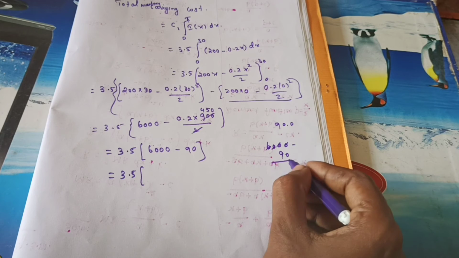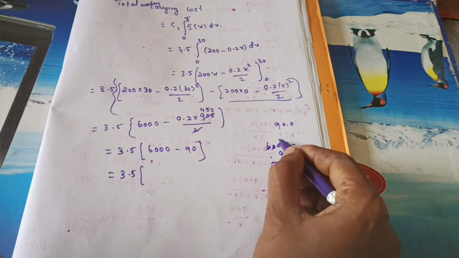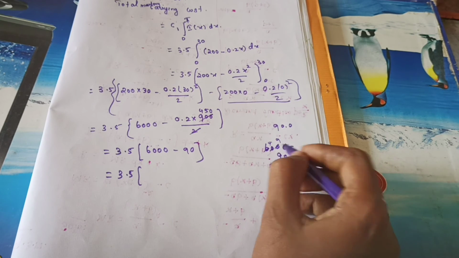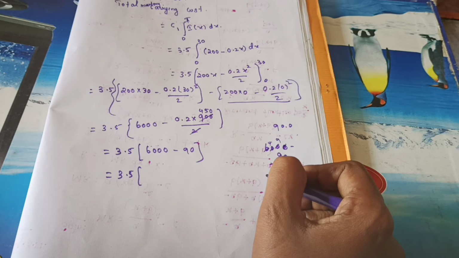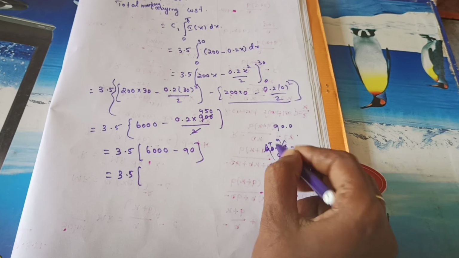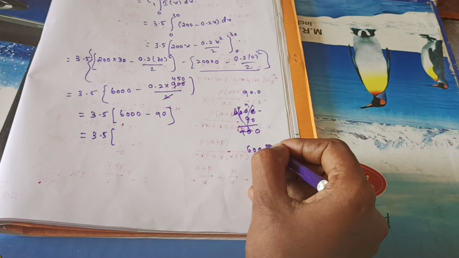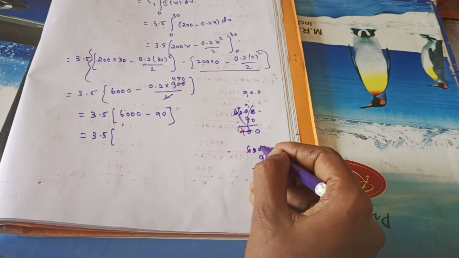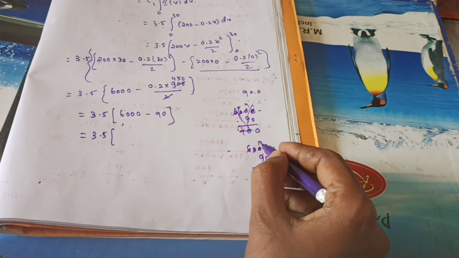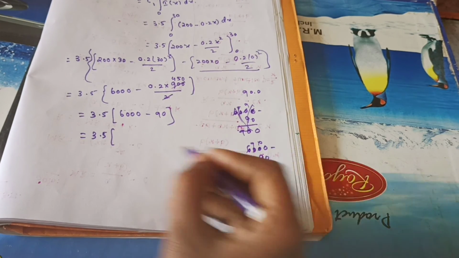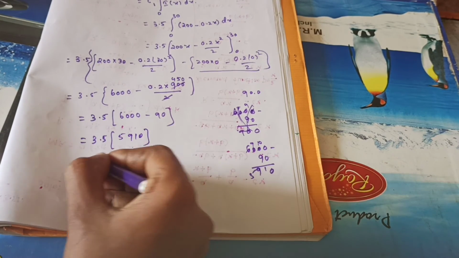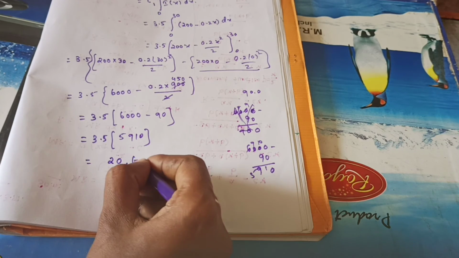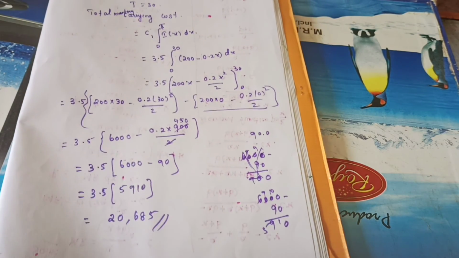So you can use calculator. 6,000 minus 90. Okay, so 0 here to here you can take it. So 10, 1 will be there. Here 9, 9, 5. So 5, 9, 1, 0. So if you multiply this by 3.5, you will get the answer as 20685. Okay, so this is the answer for this problem.